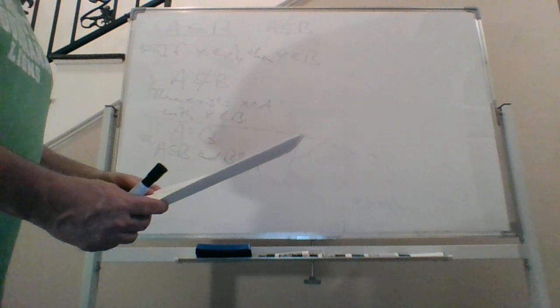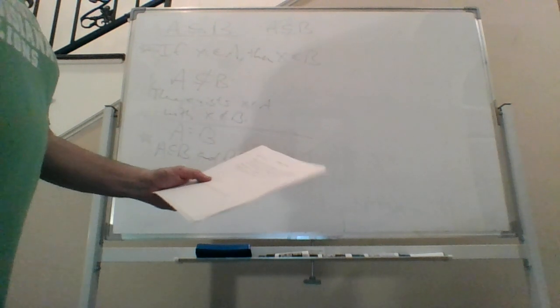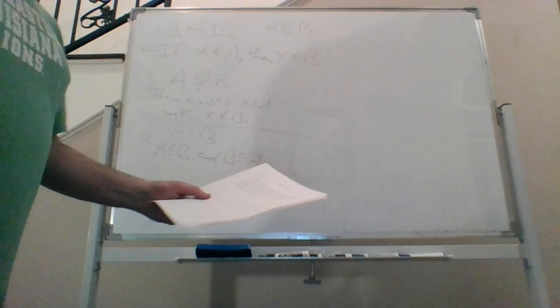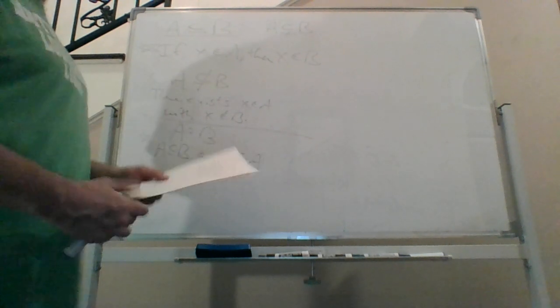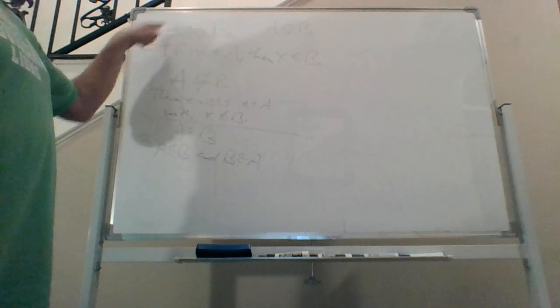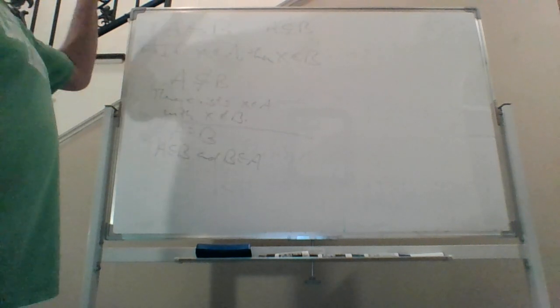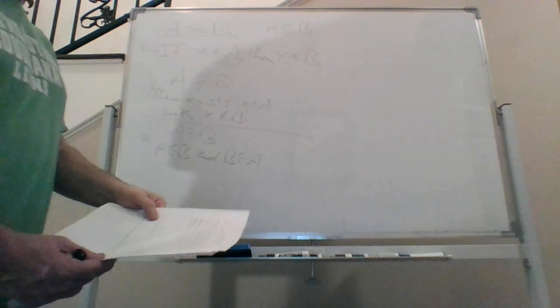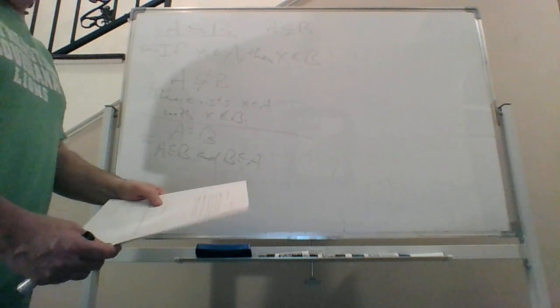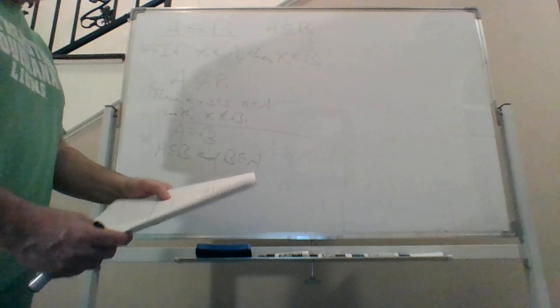Is 4 a subset of A? Now I'm trying to be tricky here, and the book does this too. What was the definition of subset? A and B are sets, and is every element of A an element of B? Notice 4 there is not a set, it's just a number. That question makes no sense, so the answer is no.